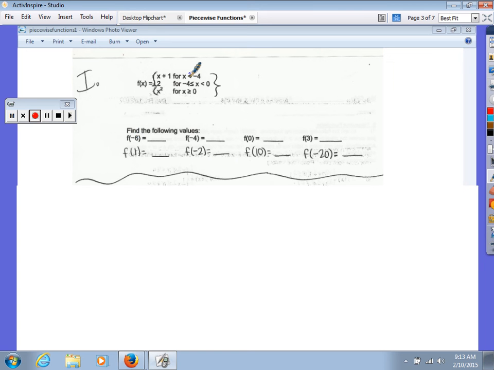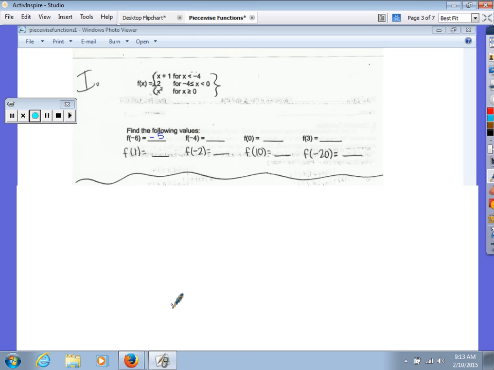All right, so -6. I want you to go ahead and hold up your hands. Hold up one finger for first equation, 2 fingers for second equation, 3 fingers for third equation. So where did you think this went? First, second, or third? All right, very good. The first equation. And whenever you plug in -6 plus 1, what do you get? So bam, that's your first answer. Easy breezy. All right, -4.